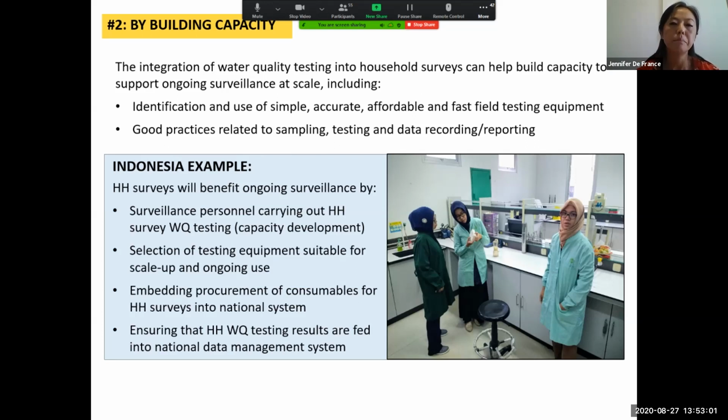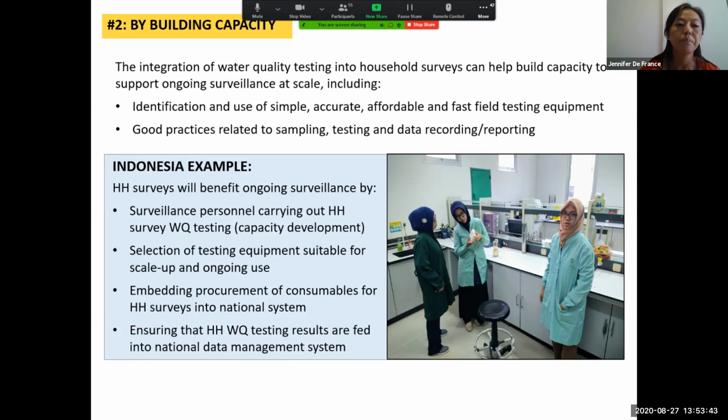Also, a lot of the work being done related to sampling, testing, data recording, reporting, as well as dissemination of the results can also support strengthening of surveillance efforts in countries. So just to share one example of how countries are thinking about how household surveys can benefit surveillance work. This is an example from Indonesia, where the government is planning to conduct a household survey later this year, including water quality. And they're looking to have those who are tasked with conducting surveillance activities actually carry out the water quality testing activities as part of the household surveys.